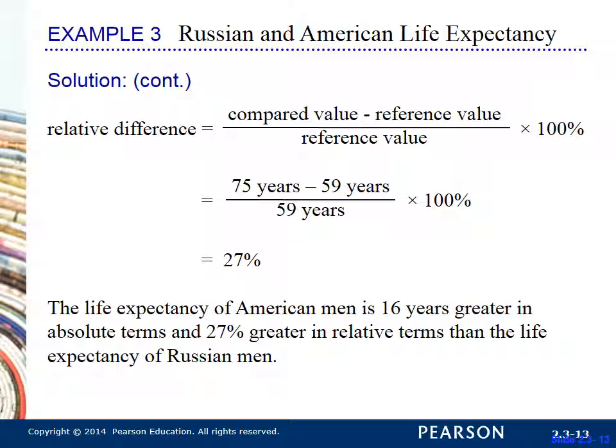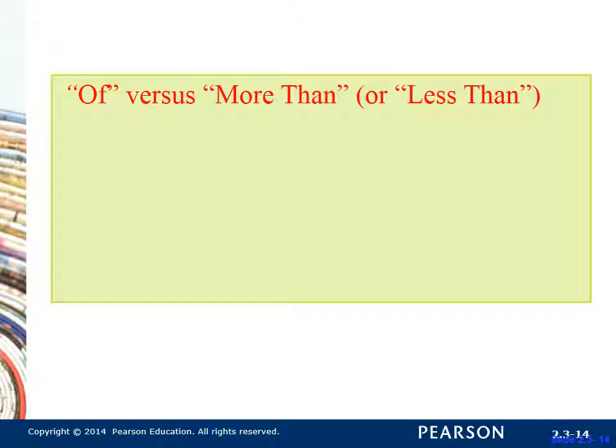So in absolute terms, the life expectancy of American men is 16 years greater, but in relative terms, the American is 27% greater than the life expectancy of the Russian. So the Russians are what we started with. They were our reference value, and we were comparing the American men to them, so they were our compared value.